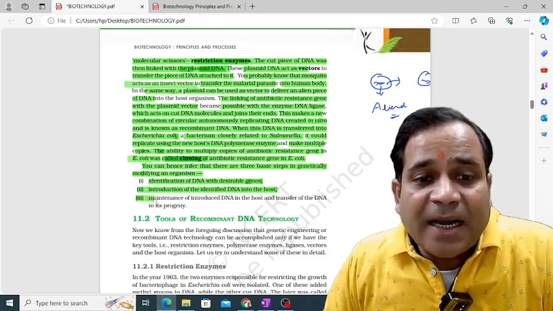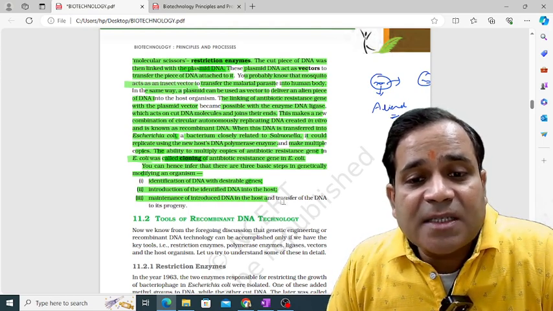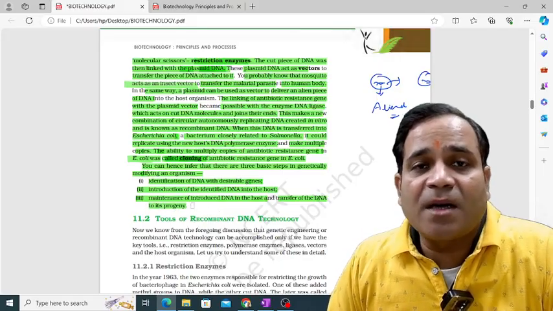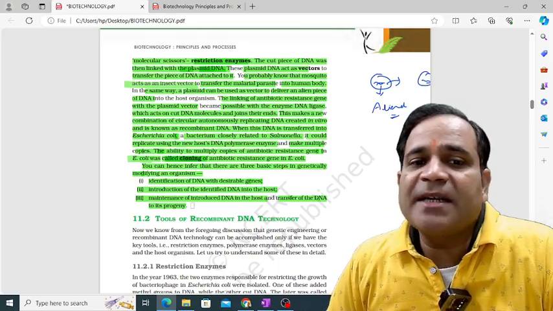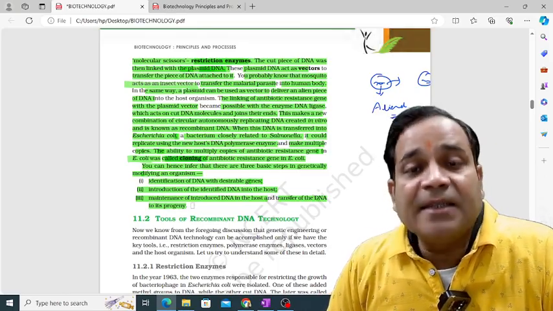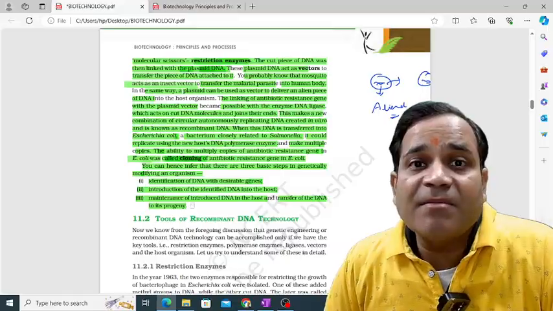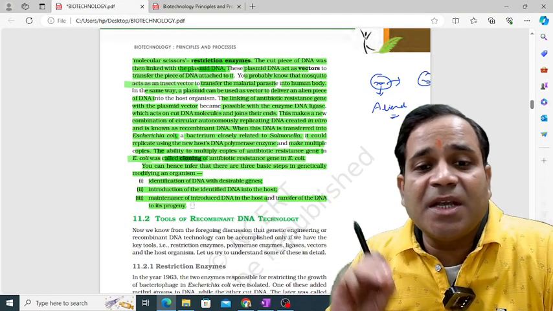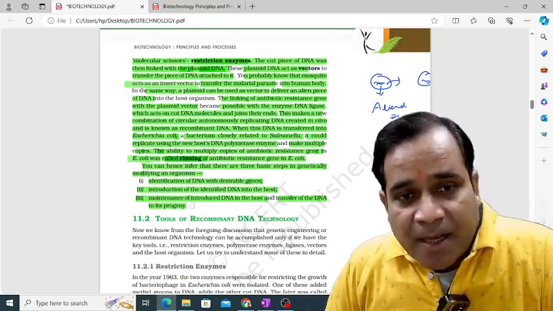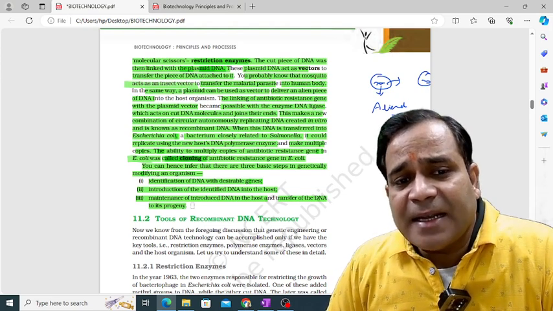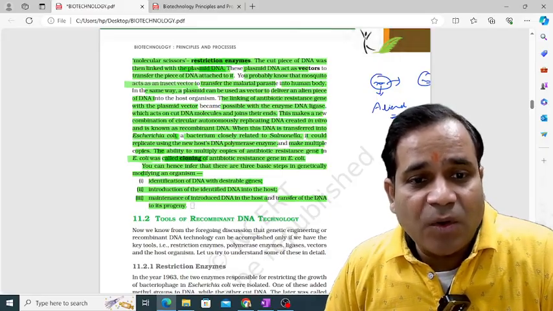After that, the maintenance of the introduced DNA. Introduce the DNA in the host and transfer this DNA to its progeny. So the first is identification of DNA. Then introduction of the identified DNA into the host. The third is maintenance of the introduced DNA in the host. And finally, transfer of the DNA to the progeny. All these are the various steps in a genetically modified organism, GMO.